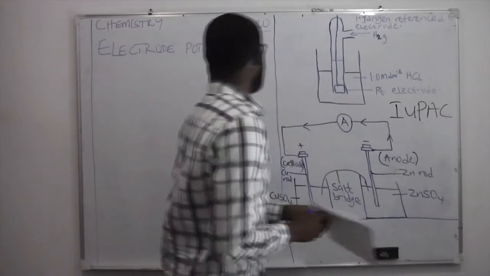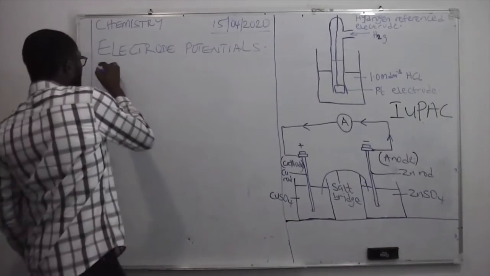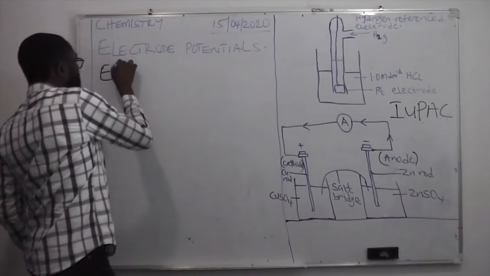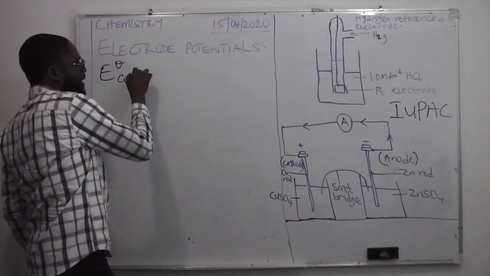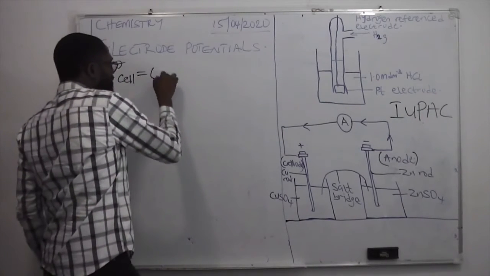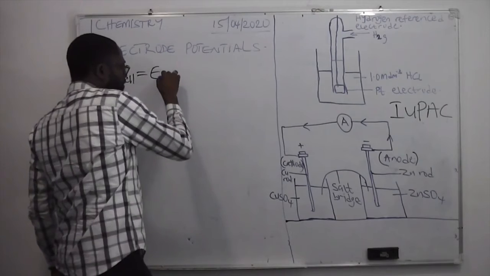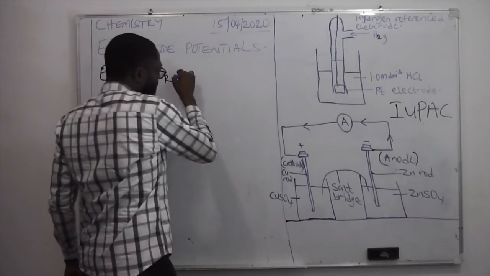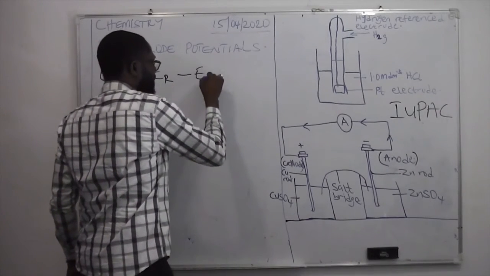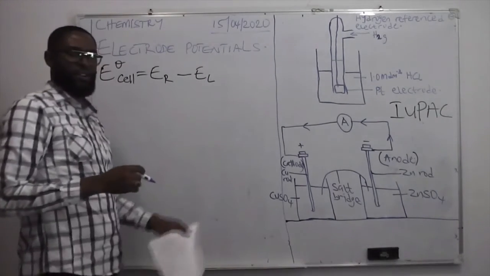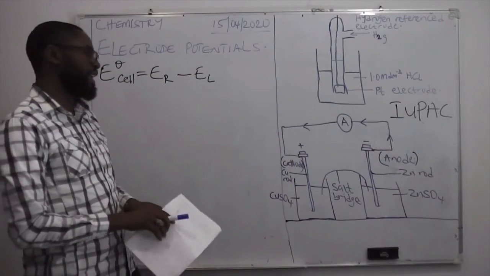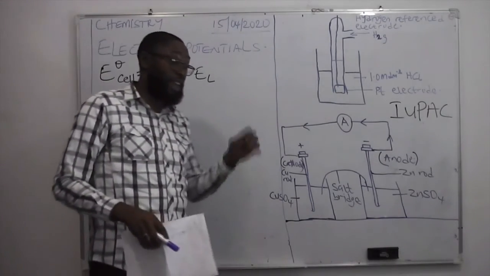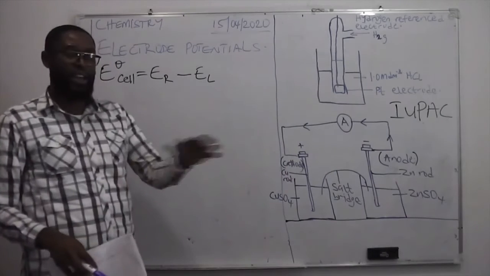So we can use this simple formula: standard electrode potential of a cell is equal to electrode potential of the right-hand cell minus electrode potential of the left-hand cell. By the help of this, we can always calculate the electromotive force of any cell.